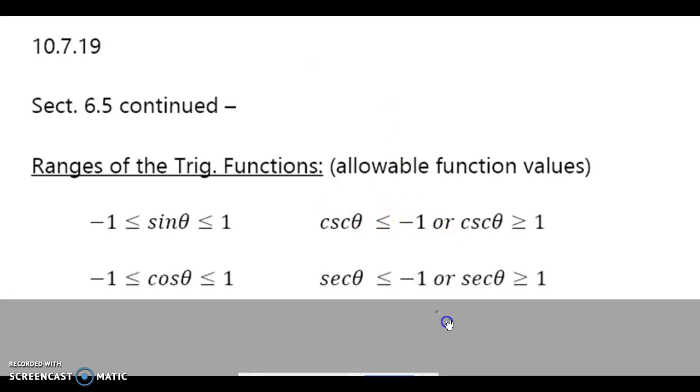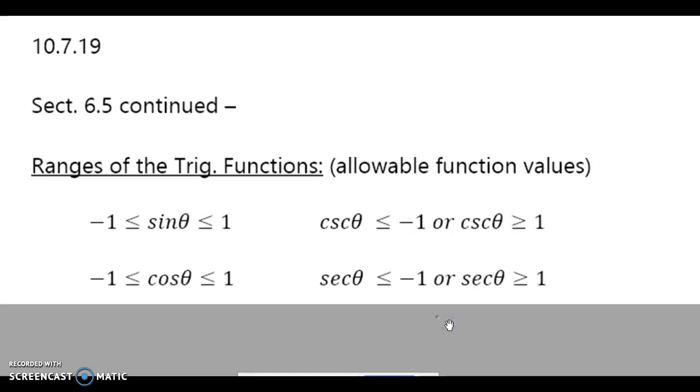Cosine is the same as sine. All cosine values, no matter what the measure of angle theta is, will be between -1 and 1 inclusive. And then secant, same as cosecant, gets the outside values: those numbers that are less than or equal to -1 or greater than or equal to 1.